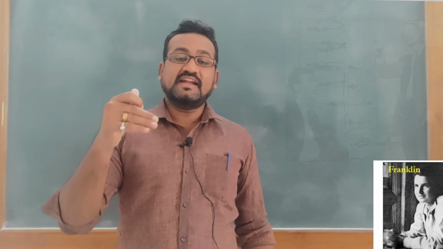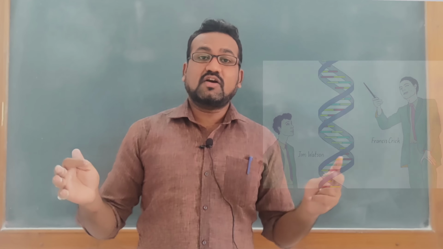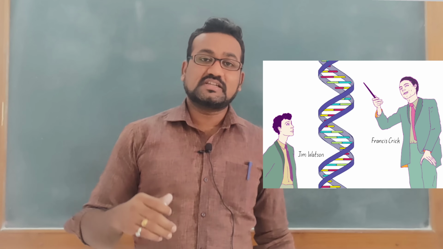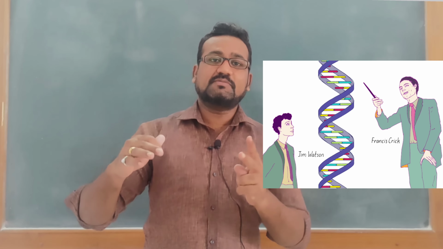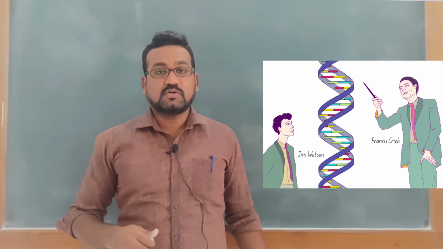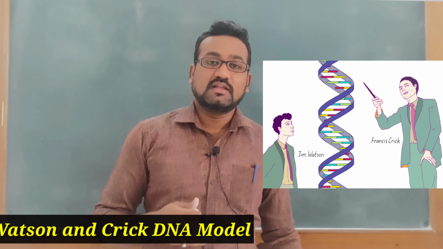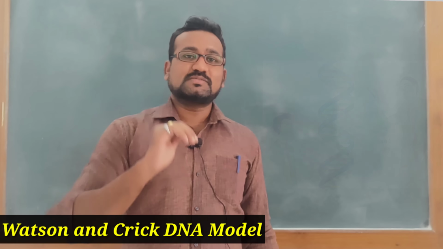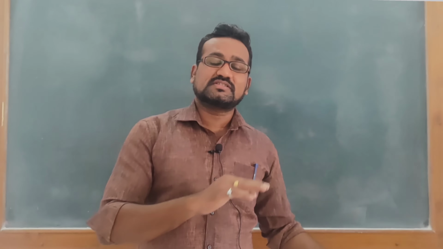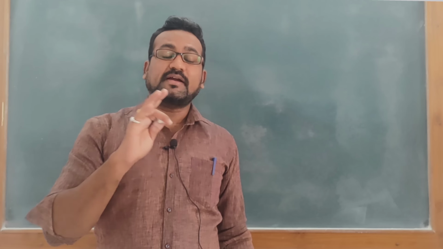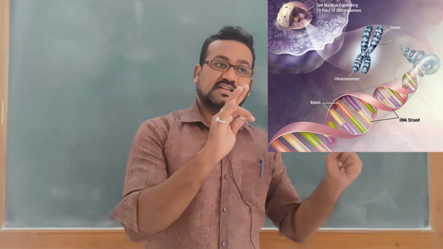Watson and Crick in 1953, drawing on the knowledge of all these scientists, gave the model of DNA, which is the topic of today's discussion. After that we will discuss the types or forms of DNA, but first we will discuss the model of DNA. So what is this model? Yesterday we discussed that DNA is located in the nucleus as well as in chloroplasts and mitochondria. This DNA is present in the chromosome.